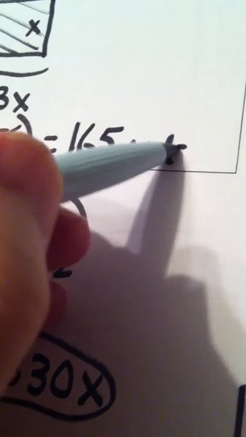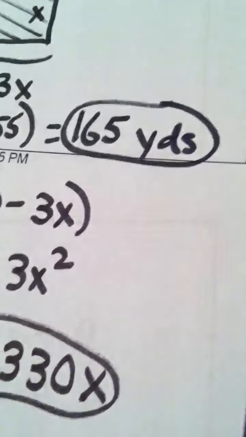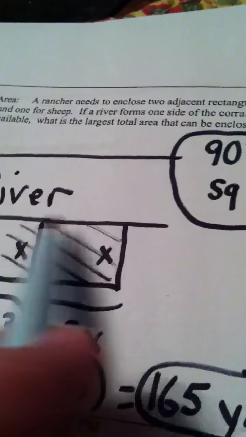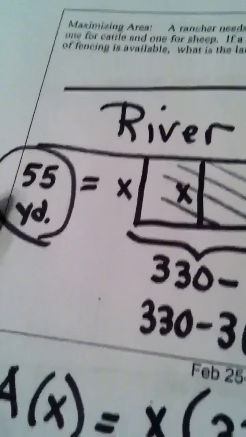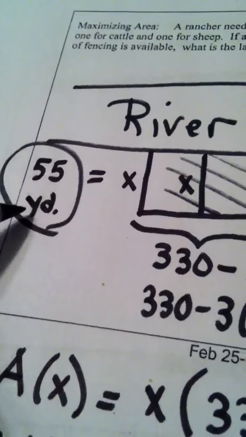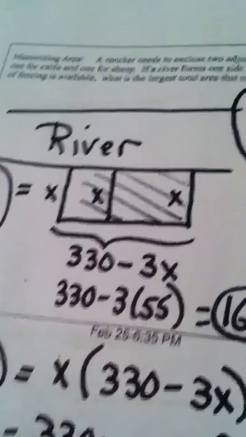So, the question that was asked, we've already answered. 9,075 square yards is the total enclosed area as a maximum. And if they were to ask you what dimensions got that, 55 yards this way and 165 yards this way. And we're done.